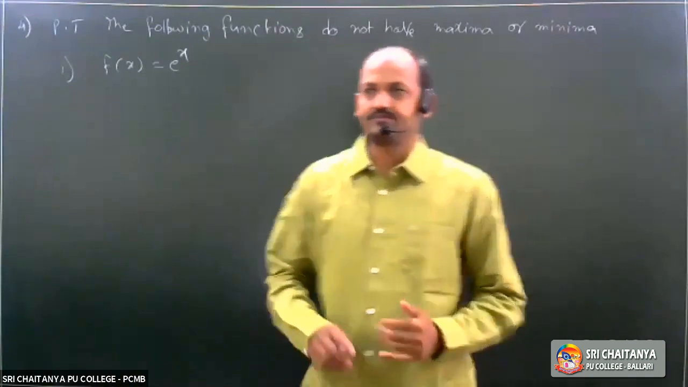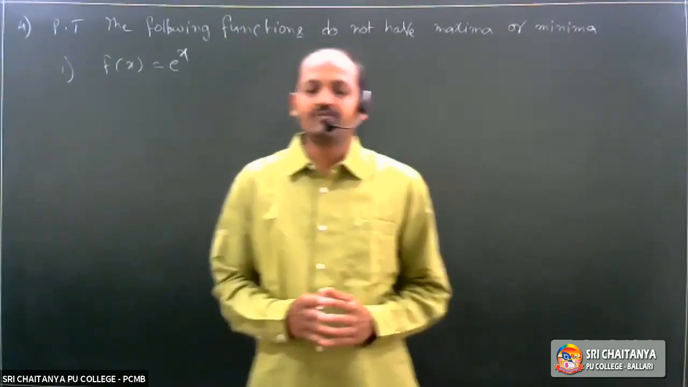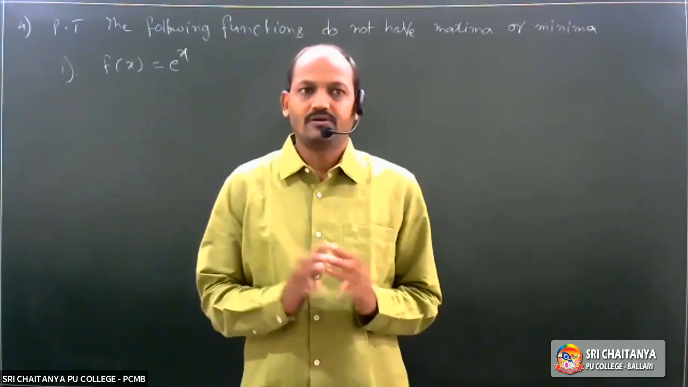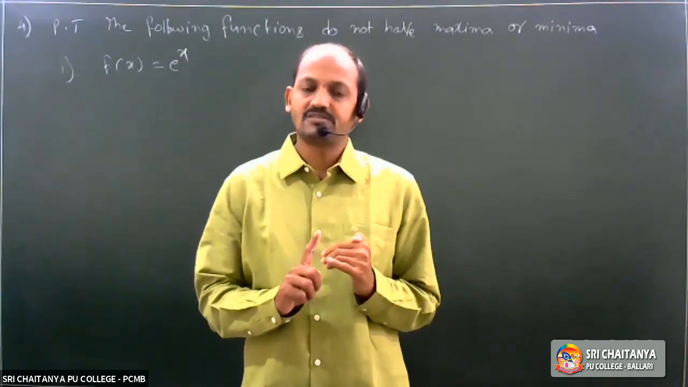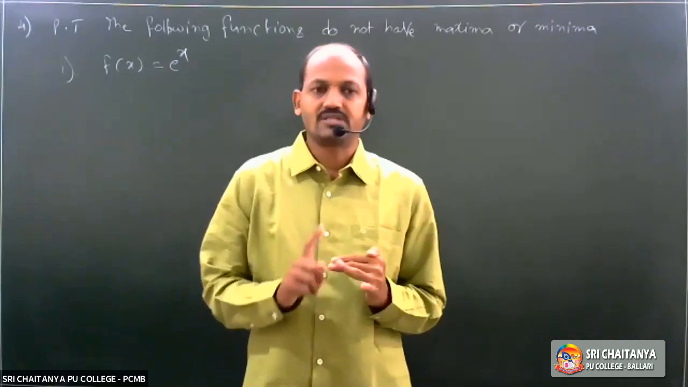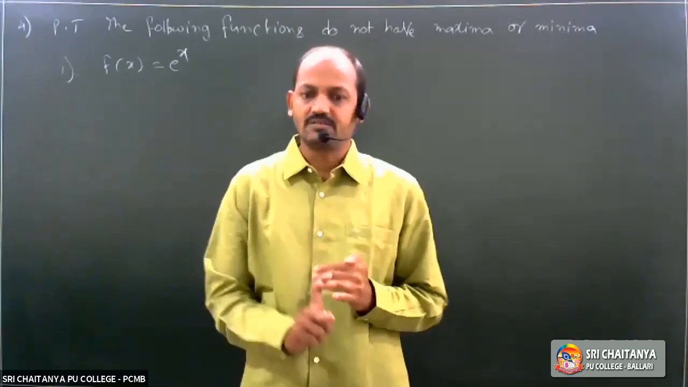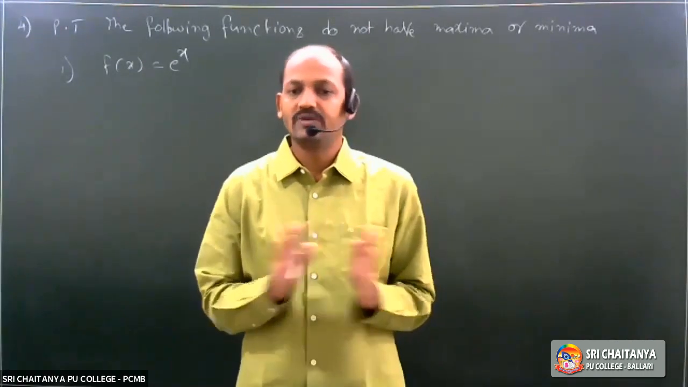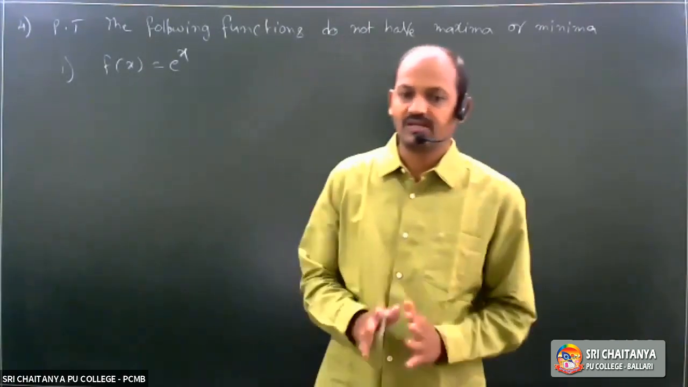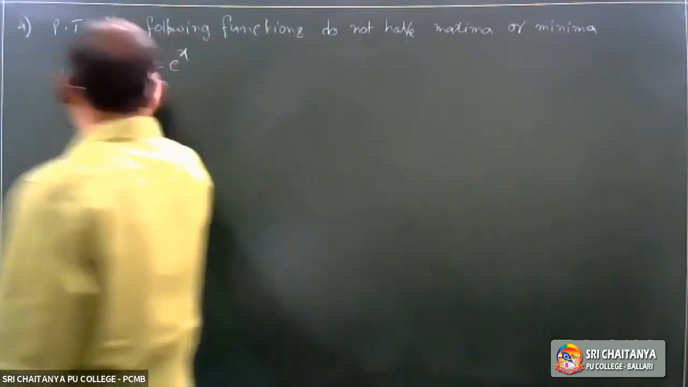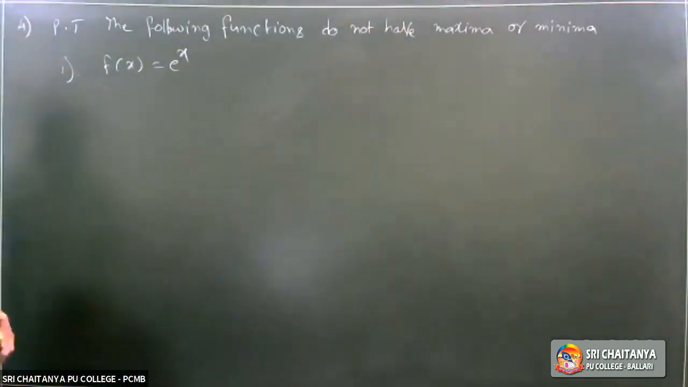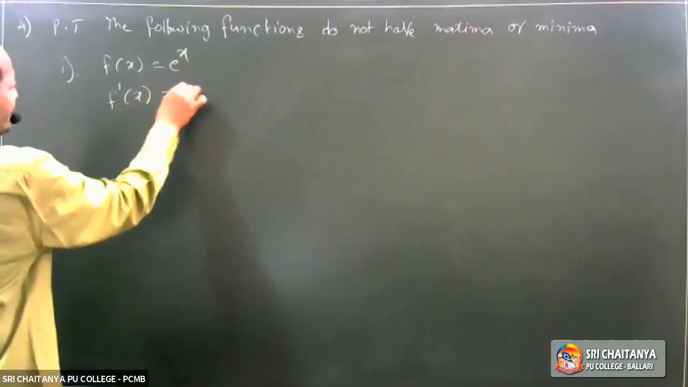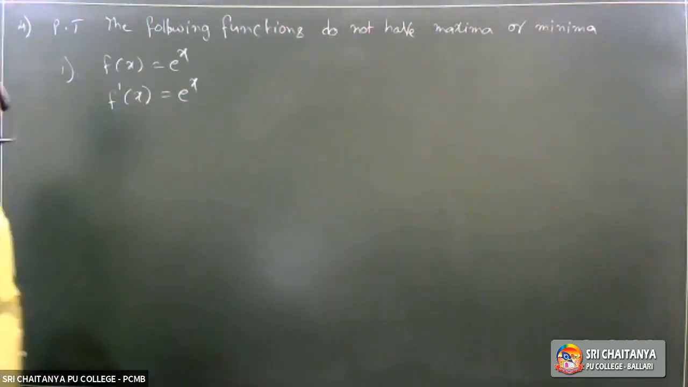Already we know how to identify a function having maxima or minima. If the second derivative is positive, it means minima; if the second derivative is negative, it means maxima. If the second derivative is equal to 0, there is no maxima and no minima. So here the given function is f of x equal to e power x. What about its derivative? The derivative of e power x is equal to e power x.